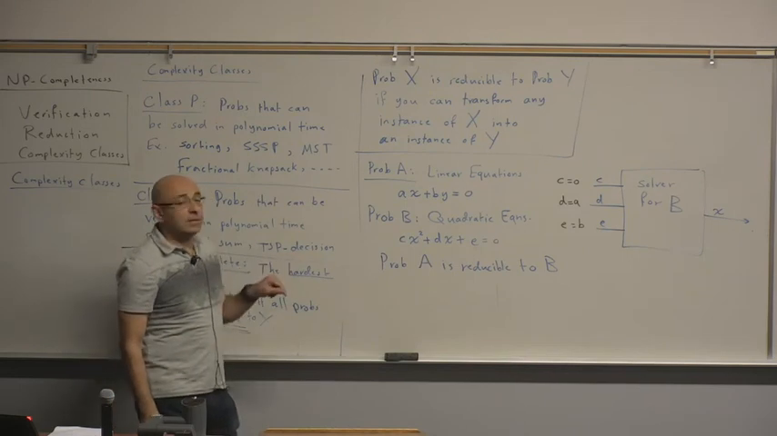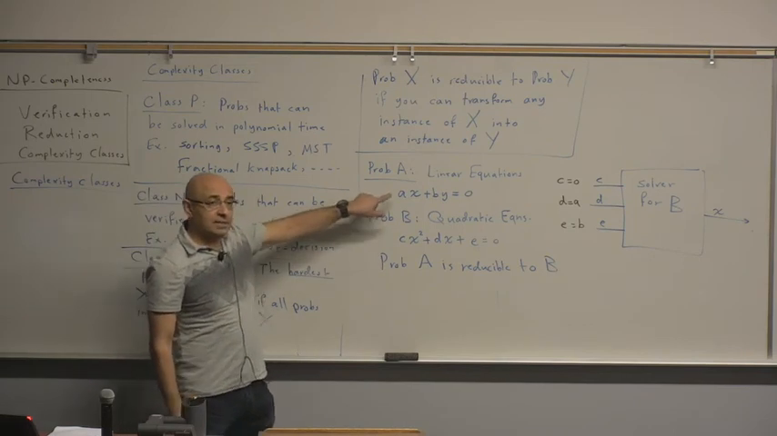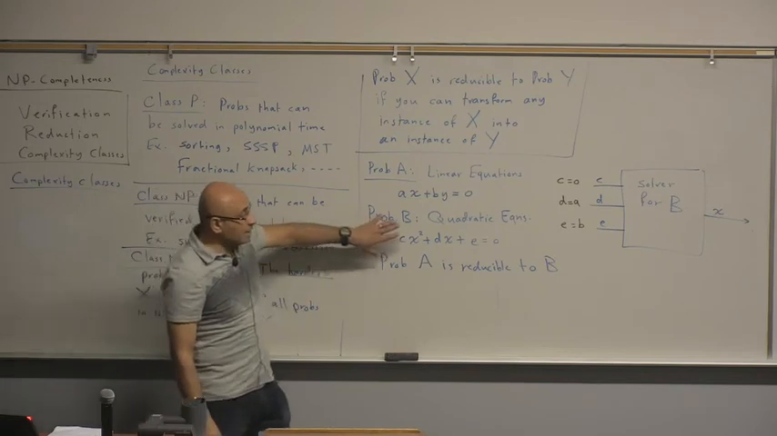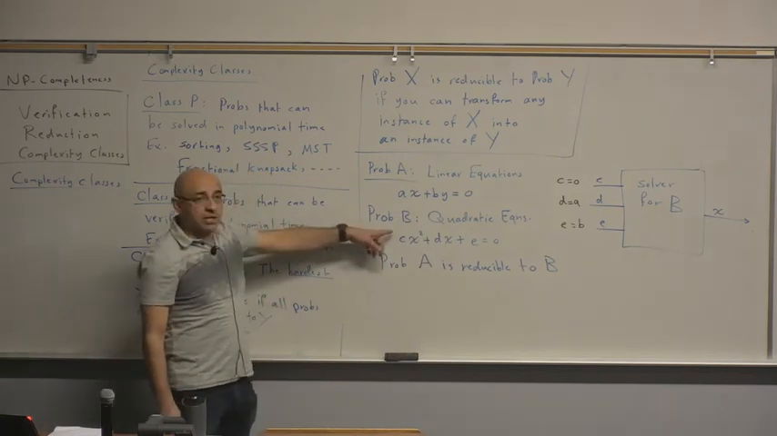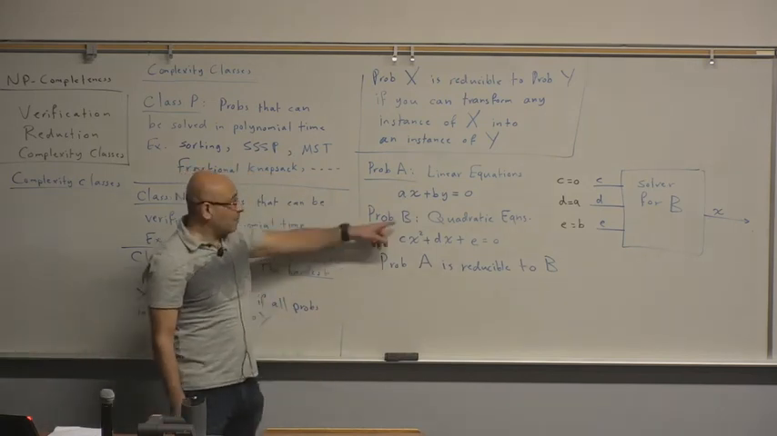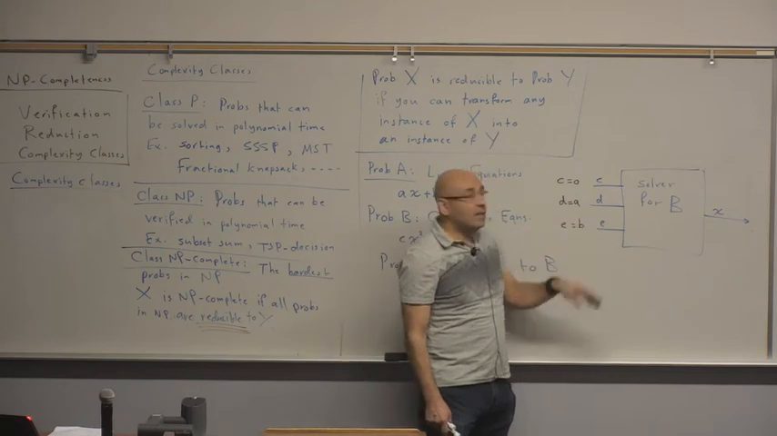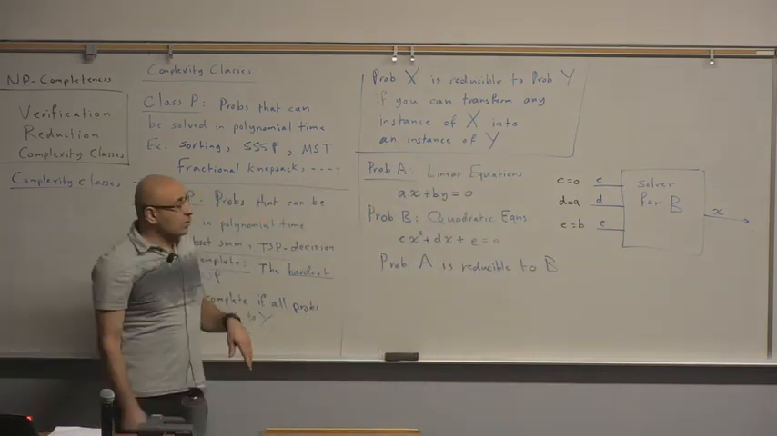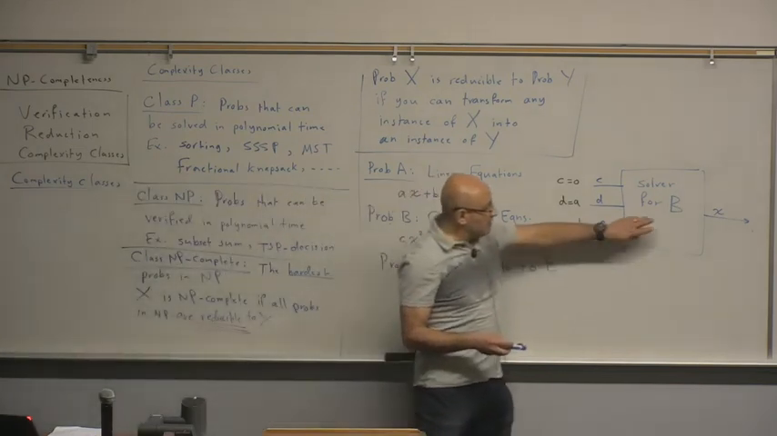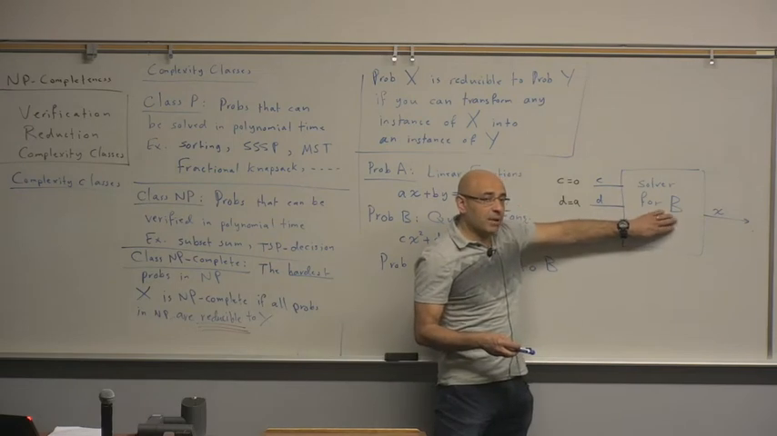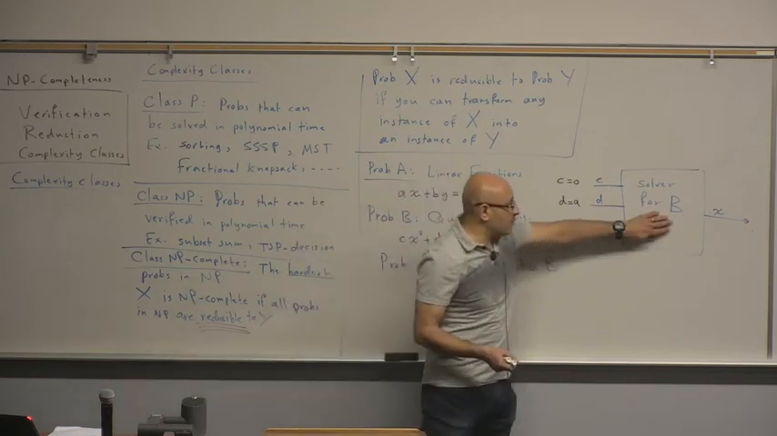Note here that in this example, it doesn't go in both directions. Not any instance of this can be transformed into an instance of linear equations. So in this case, which problem is more general? Yeah, B is a more general problem. A is a special case of problem B. So that's why we managed to use a solver for B to solve A. So usually, by showing that one problem is reducible to another, you are showing that the problem for which a solver exists is more general.